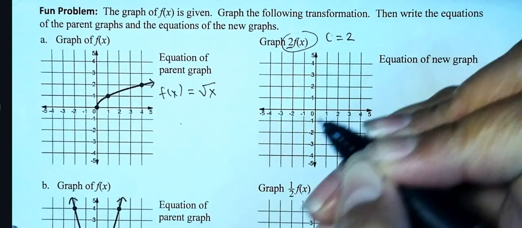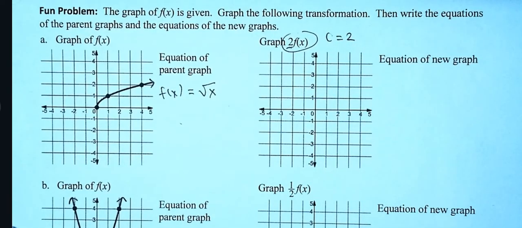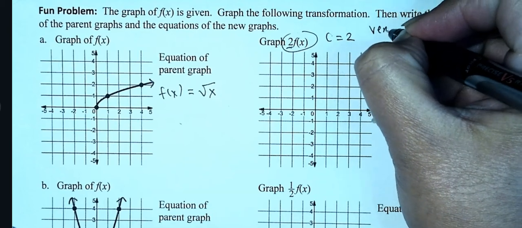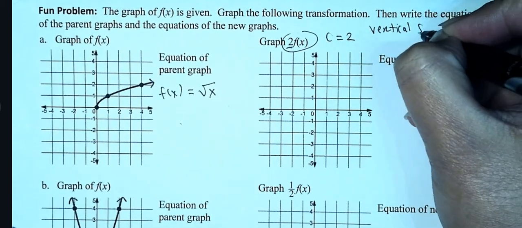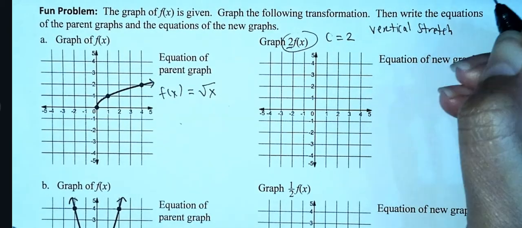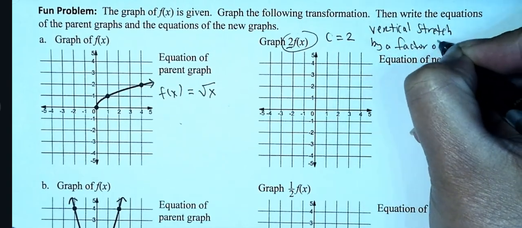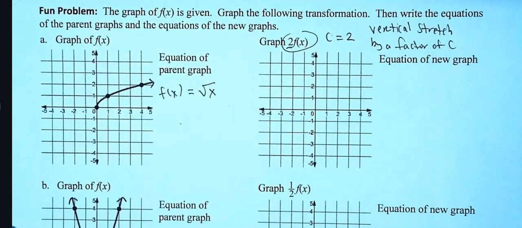So c equals 2. And if you look at your notes, it says that if c is bigger than 1, then we're going to have a vertical stretch by a factor of c. So what we are going to do is take all those function values and stretch them by 2, or multiply them by 2.